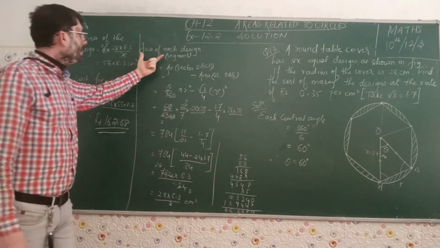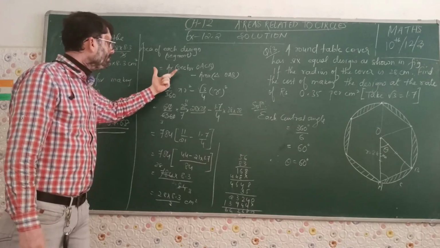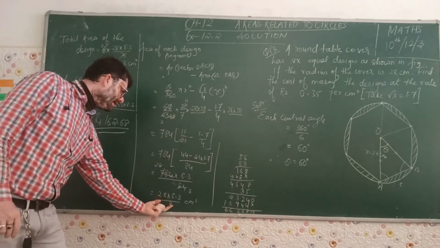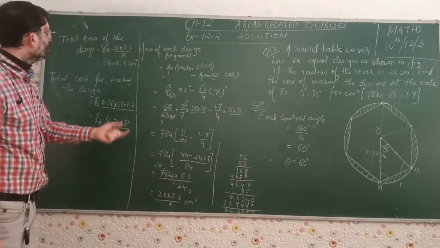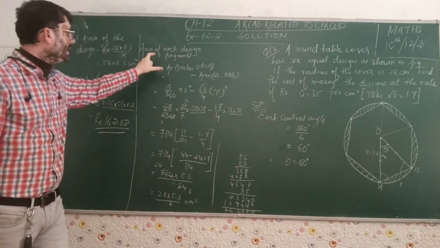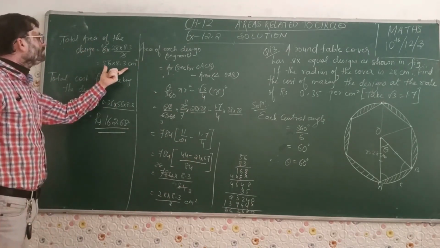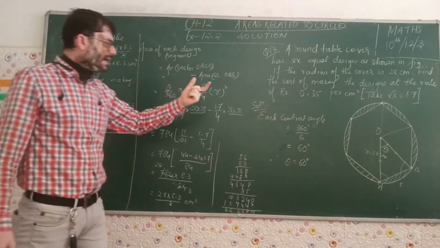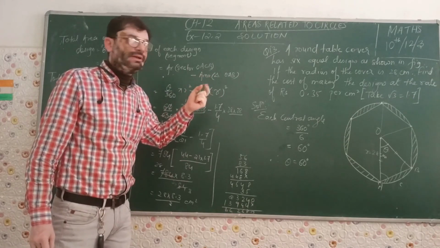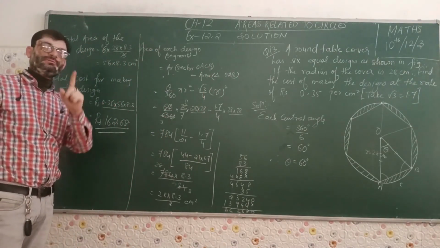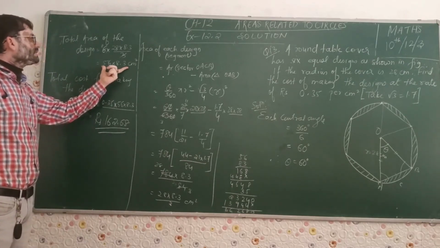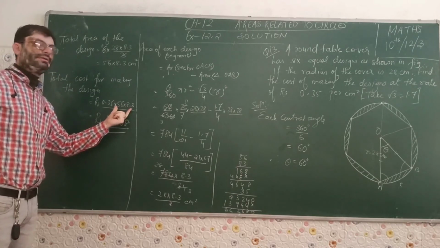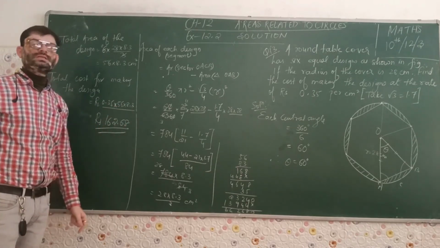Let us do it once again. We have got the area of each design by subtracting the area of the equilateral triangle from the area of the sector, and we obtained the area as 28 into 8.3 by 3 centimeters square. Then, because the total designs were 6 in number, the total area of the 6 designs is 56 into 8.3 centimeters square. Then we found the cost for making it, which was given as rupees 0.35 per centimeter square. So the total cost was 0.35 rupees into the total area that we had calculated. We have got the total cost to be rupees 162.68.